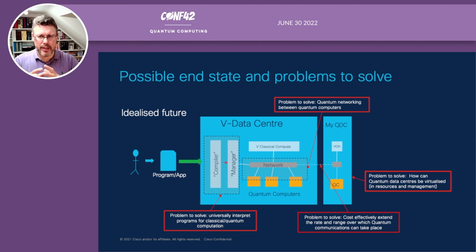The program or the application is then presented to a virtualized quantum data center, right? And the first thing that this virtualized quantum data center does is break down that application, compile it and manage it such that it is broken down into the components required by the classical computing to work on that particular program, and also the applicable parts of that program that require the attention of a quantum computer. So that compilation is one problem area that needs to be solved. How can I universally interpret programs for classical and quantum communication, the mix of them?